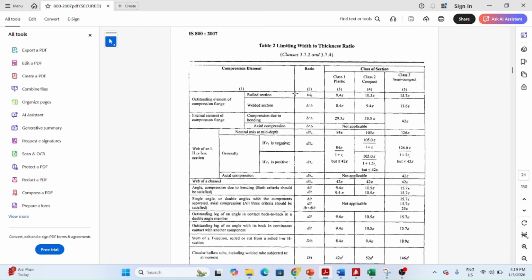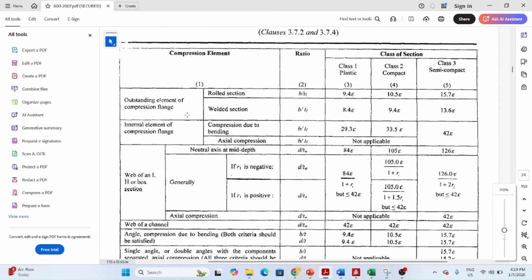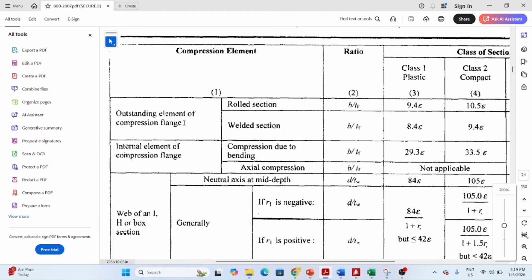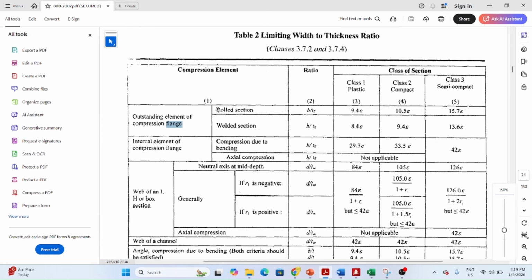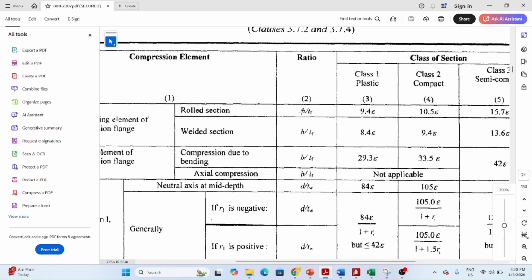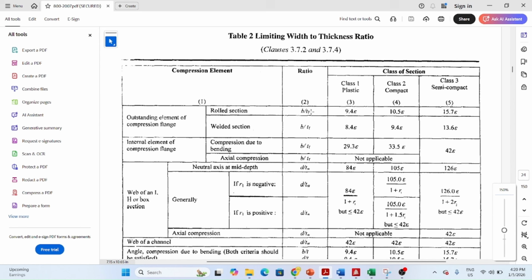So as you can see, there is a table given in IS 800 2007. We need to classify the different elements. First of all, let's check the flange. For the flange, let's say our section is a rolled section. We need to see the ratio of B by TF.